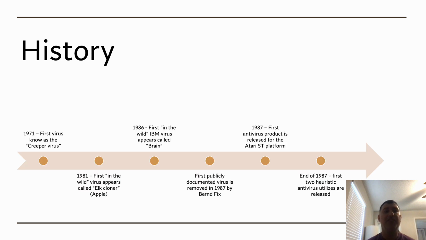So let's talk about the history and the forces that have shaped antivirus. The very first virus was found in 1971 and it was called the Creeper virus. By 1981, the first in-the-wild virus appeared, called Elk Cloner, which was specific to Apple II computers. In 1986, the first IBM virus was found, which was called Brain. Then there was the first publicly documented virus removal case in 1987 by Bernd Fix. In 1987 also, the first antivirus product was released for the Atari ST platform. By the end of 1987, the first heuristic antivirus utilities were released.